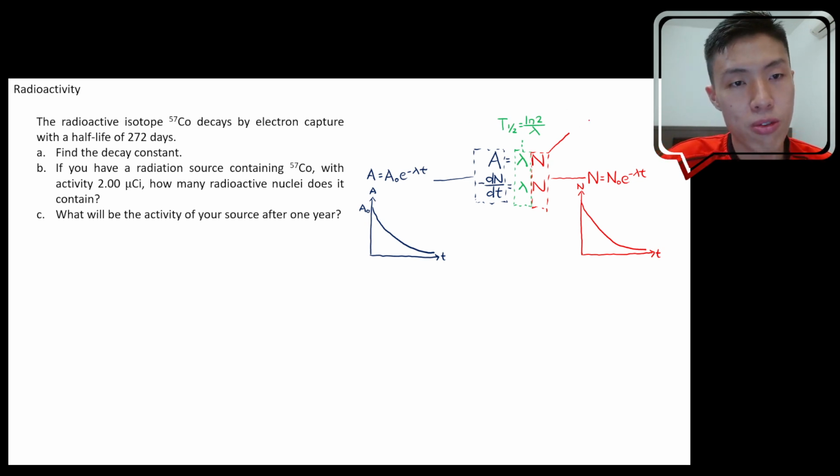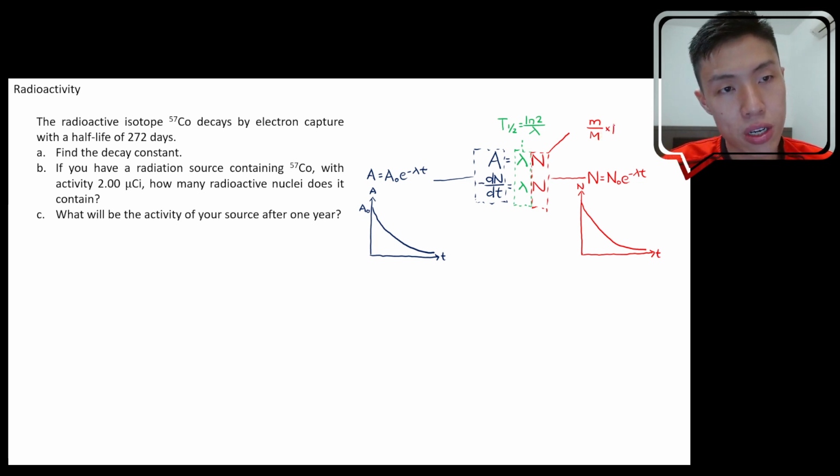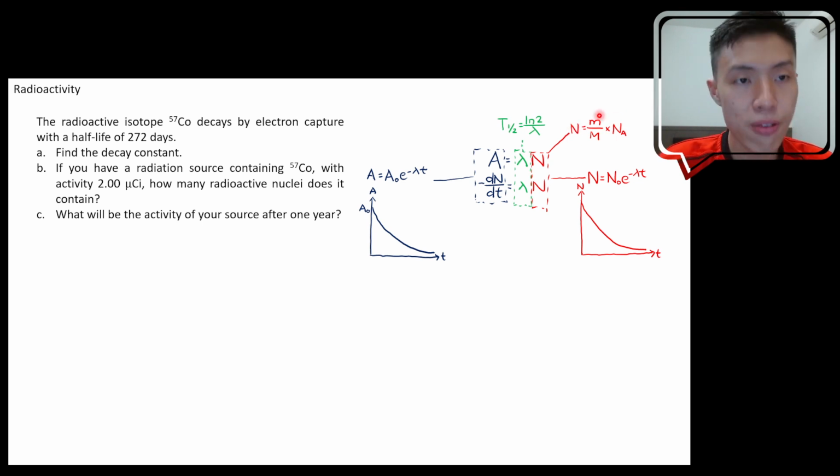So how do you relate it to the number of radioactive nuclei? You take the mass of the radioactive material that you have, divided by the molar mass. This term, mass of the material divided by the molar mass, will give you the number of moles of the radioactive nuclei. Then for each mole, there is Avogadro number of radioactive nuclei, so you multiply by the Avogadro number. That will tell you in total how many radioactive nuclei you have. So this equation tells you how to determine the number of radioactive nuclei from the mass.